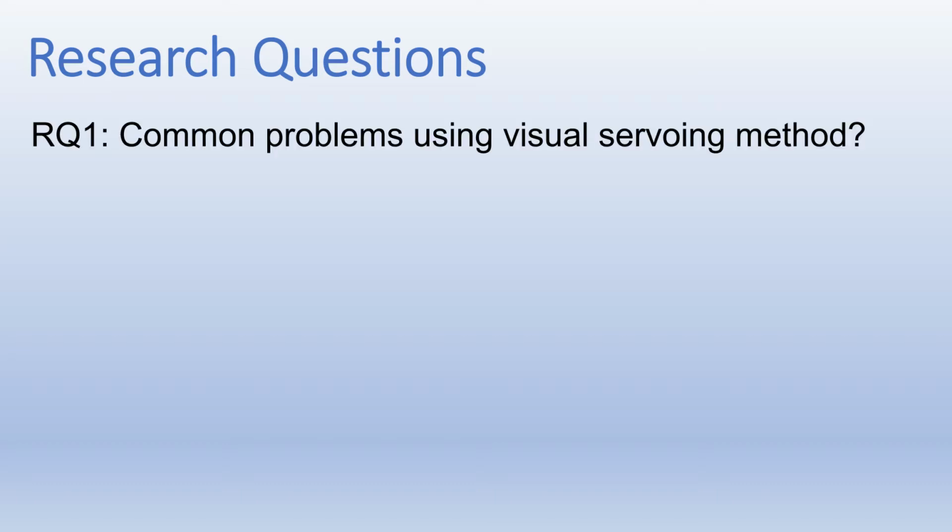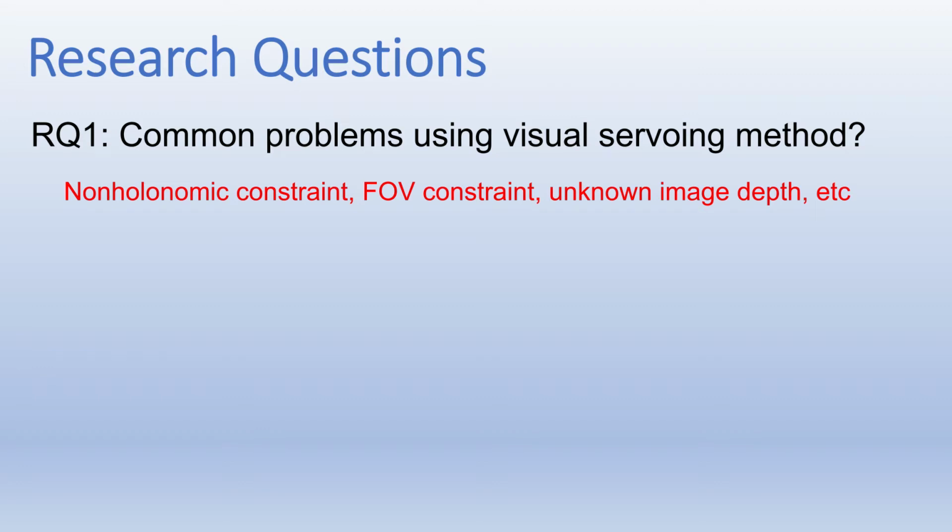As for the thesis, as usual, we first came up with the research questions. For the first, what are the camera problems using visual servoing methods? And the answer is that there exist a non-holonomic constraint, a field of view constraint, and the unknown image depth, and something like that.